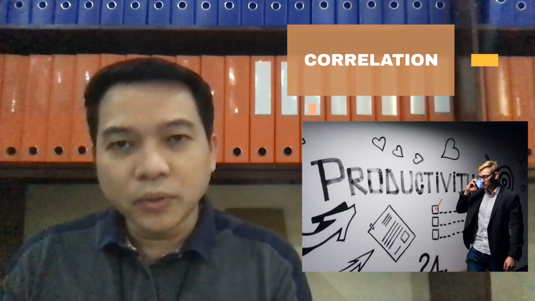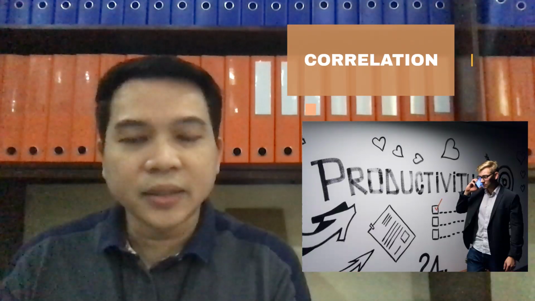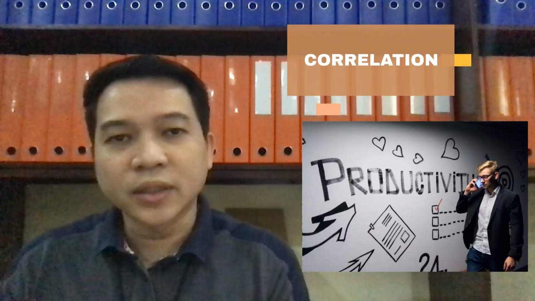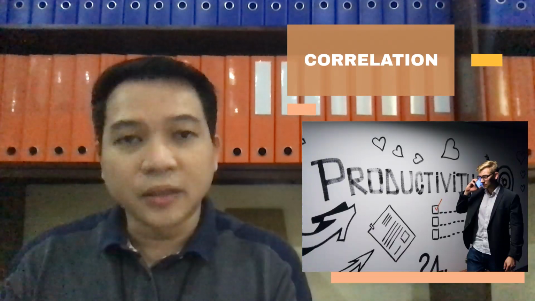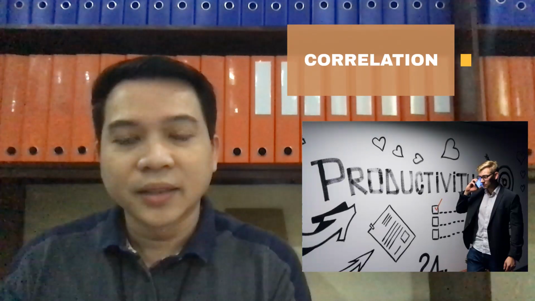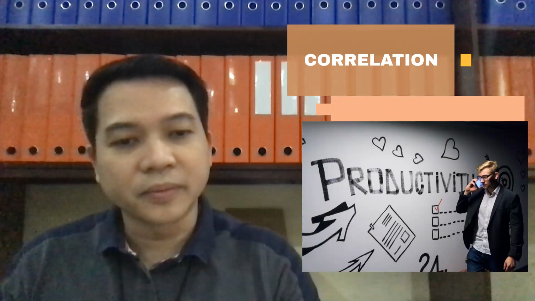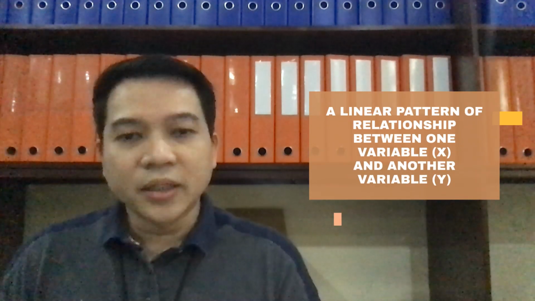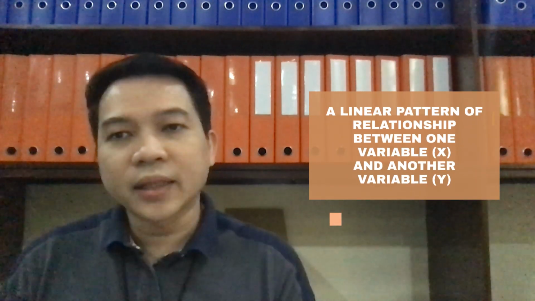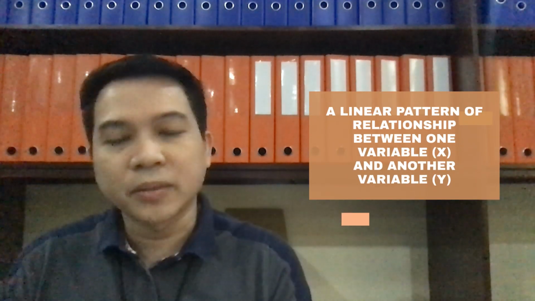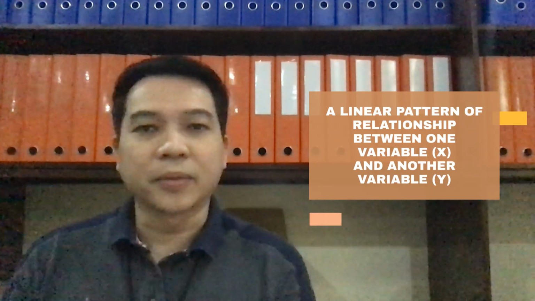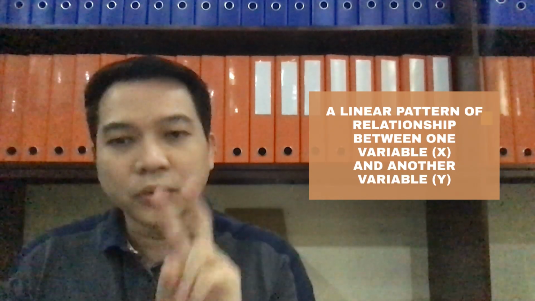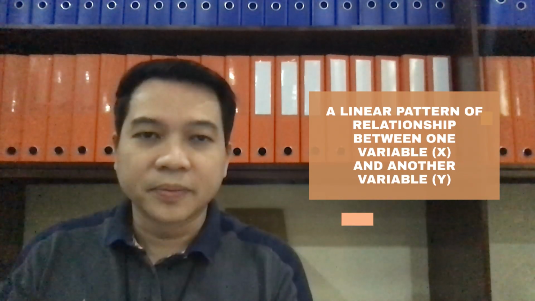You might also look whether the increase in study hours of students might also invoke an increase in the learning outcomes of the students. So this is relationship. So when you say relationship or correlation, you're looking at a linear pattern of relationship between one item or one variable and another variable. So again, you're talking about only two variables here.